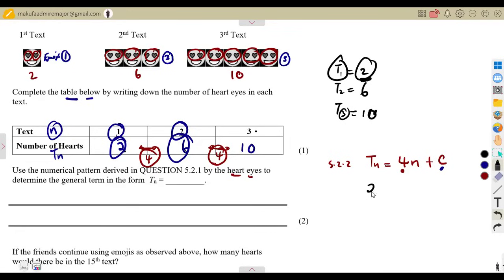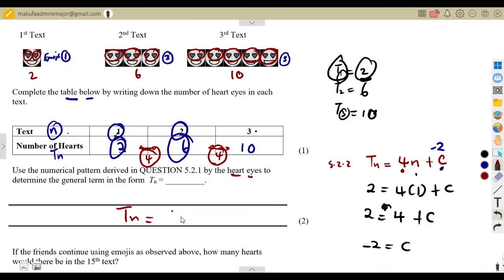So I have Tn, which is 2, equal to 4 into n, where n is 1. You have to find c. So 2 is equal to 4 plus c. 4 times 1 is 4. Transposing, 2 minus 4 is minus 2, which is equal to c. So c is negative 2. Therefore our Tn is going to be written as 4n minus 2.